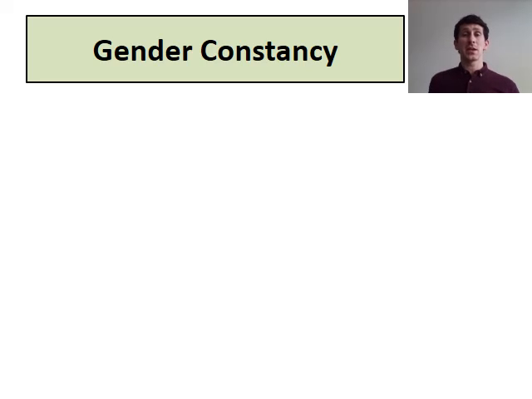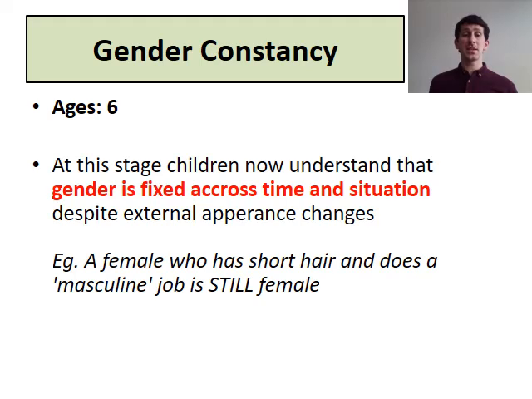The final stage of Kohlberg's theory is called gender constancy. And this occurs at the age of 6. This is where children understand that their own gender and others' gender are fixed over time and over situation. Okay? Despite any changes in external appearance, gender is constant over time and situation for everyone. So for example, a female who has short hair and has a masculine job, maybe a plumber, is still female. They've got a boy's haircut, they've got a boy's job, but they understand that gender is constant, so they are still a female.